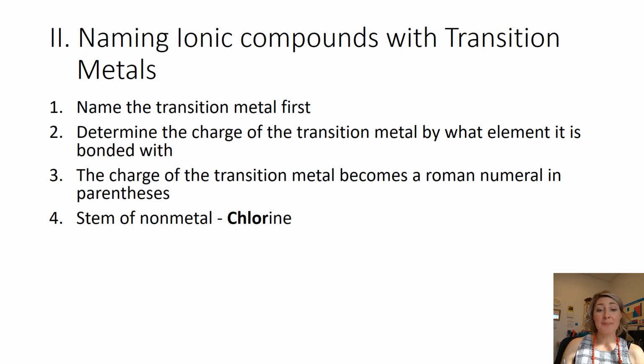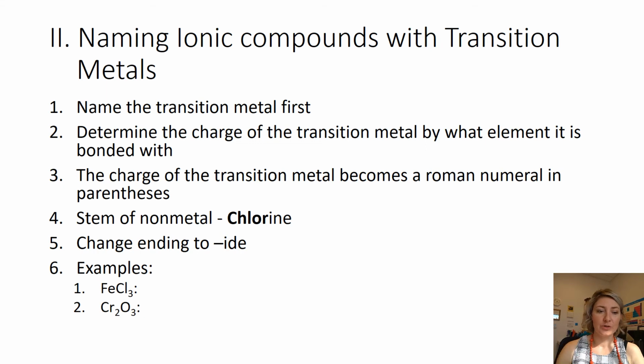You're going to take your nonmetal and you're going to take the stem away from it. You're going to drop the ending, and you're going to add the ending IDE. So again, chlorine would become chloride, bromine, bromide, oxygen, oxide. And again, the more you do this, the more natural it's going to feel, and you'll have an idea of what you're doing. Let's go through some examples.